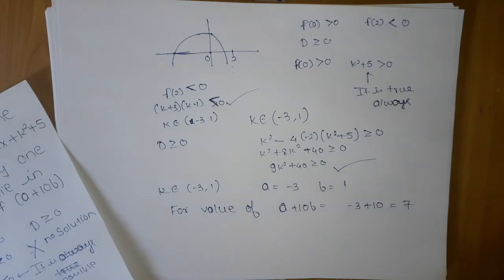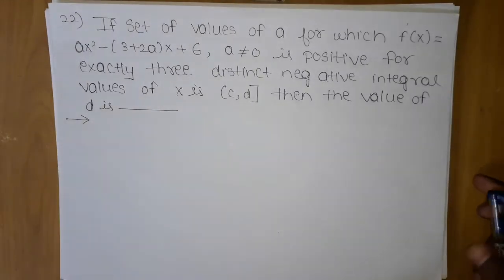Let's move on to the next question. The next question is as follows: if the set of values of a for which f of x equals ax square minus bracket 3 plus 2a x plus 6, where a not equal to 0, is positive for exactly 3 distinct negative integral values of x, belongs to c comma d closed interval, then the value of d is. We want to find the value of d.